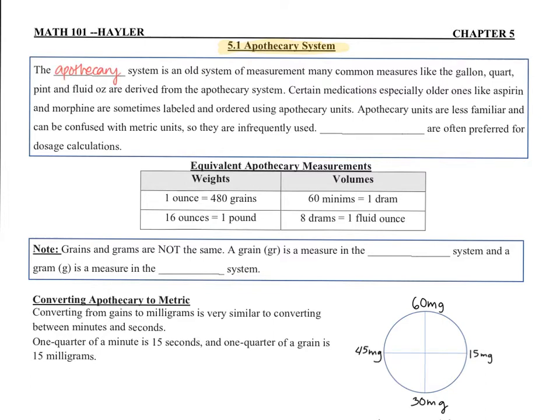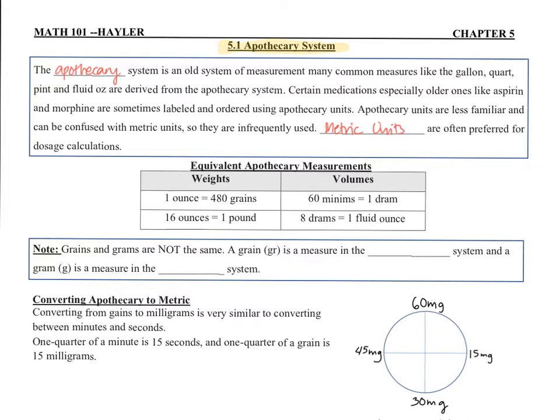is an old system of measurement where many common measurements like the gallon, quart, pint, and fluid ounce are derived from the Apothecary System. Certain medications, especially older ones like aspirin and morphine, are sometimes labeled and ordered using apothecary units. Apothecary units are less familiar and can be confused with metric units, so they are infrequently used. Metric units are often preferred for dosage calculations.